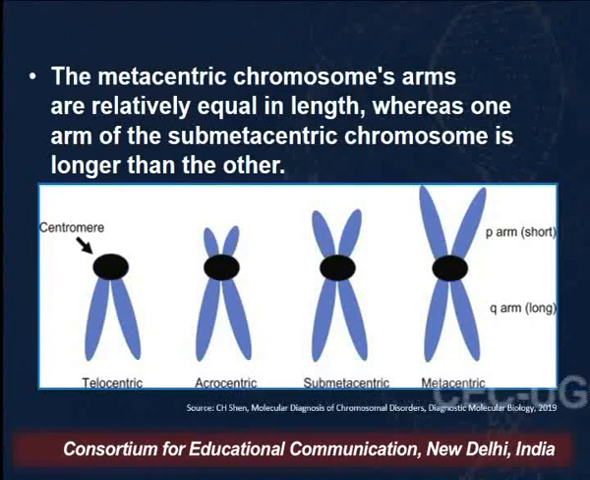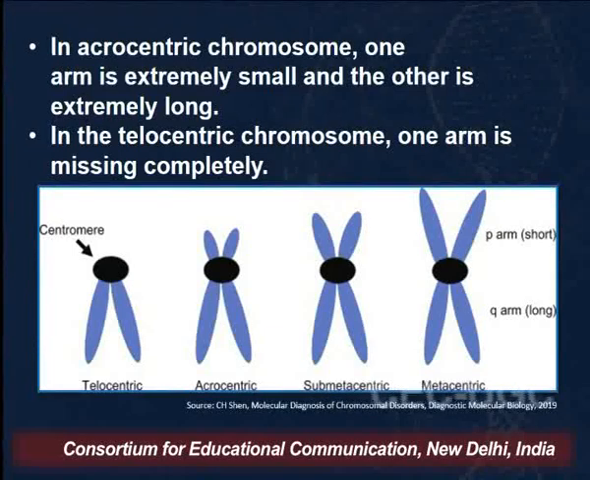Now, these classifications have been made, and according to them, the chromosomes have been divided and arranged. The acrocentric chromosome, as I told you, has one arm which is extremely small and the other arm which is extremely long.